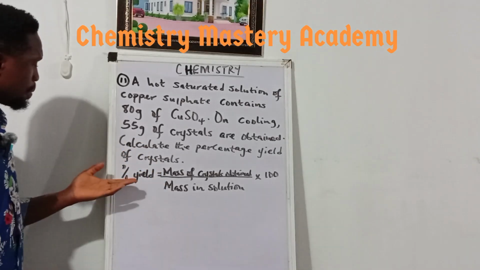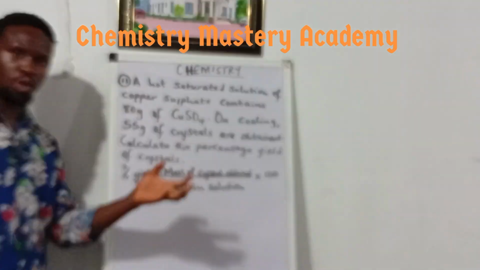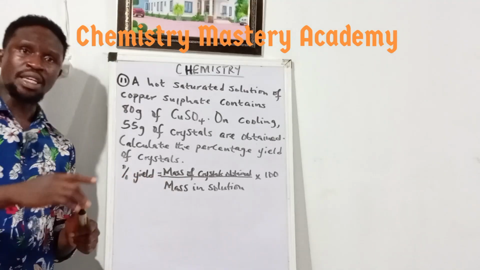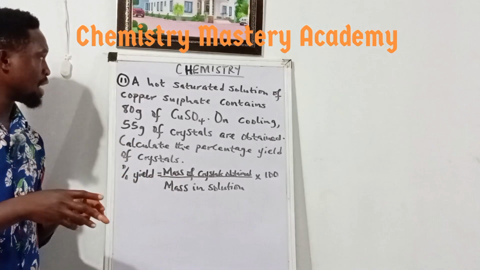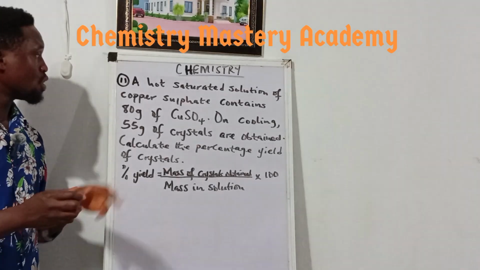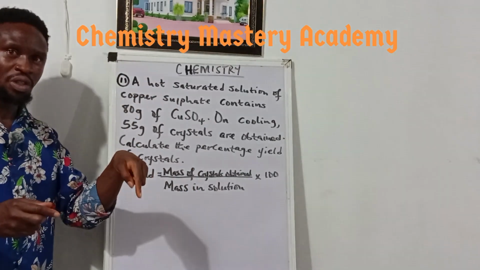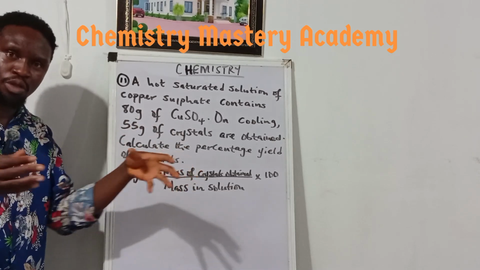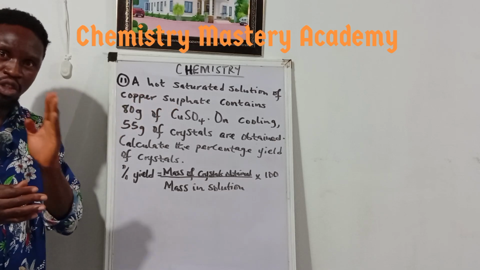So basically, percentage yield is equal to the mass of the crystals that we obtained, the mass that was separated out, over the mass of the solution. That is the mass of the copper sulphate in the solution. Exactly. Because in the solution, it has absorbed other particles and has increased its mass. Our focus is on the copper sulphate.